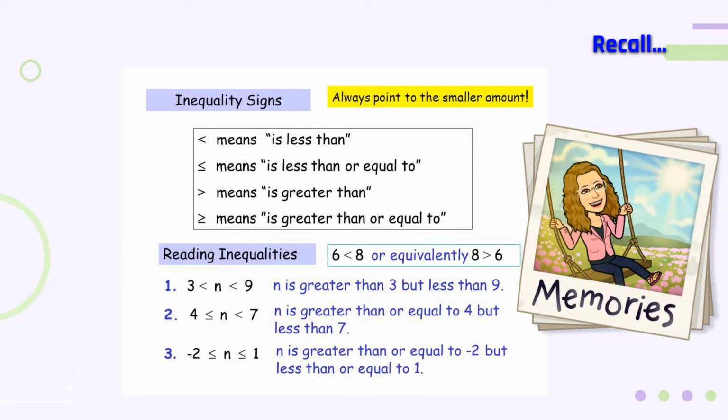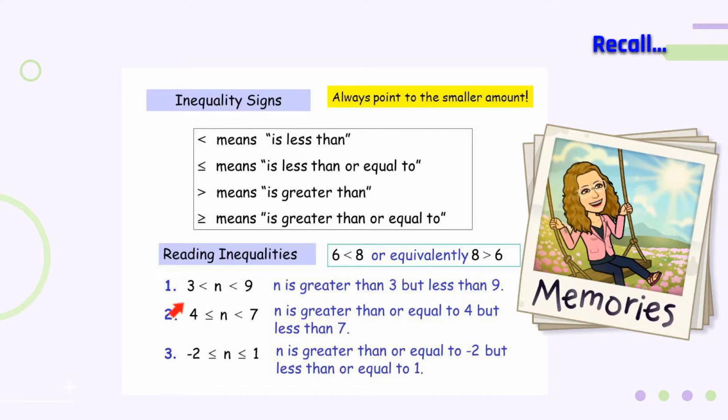Recall from previous math classes the inequality signs. This means is less than. This sign with the line underneath it means it is less than or equal to. This sign means it is greater than, and this sign means it is greater than or equal to. So reading inequalities, this is 6 is less than 8, or equivalently, 8 is greater than 6.